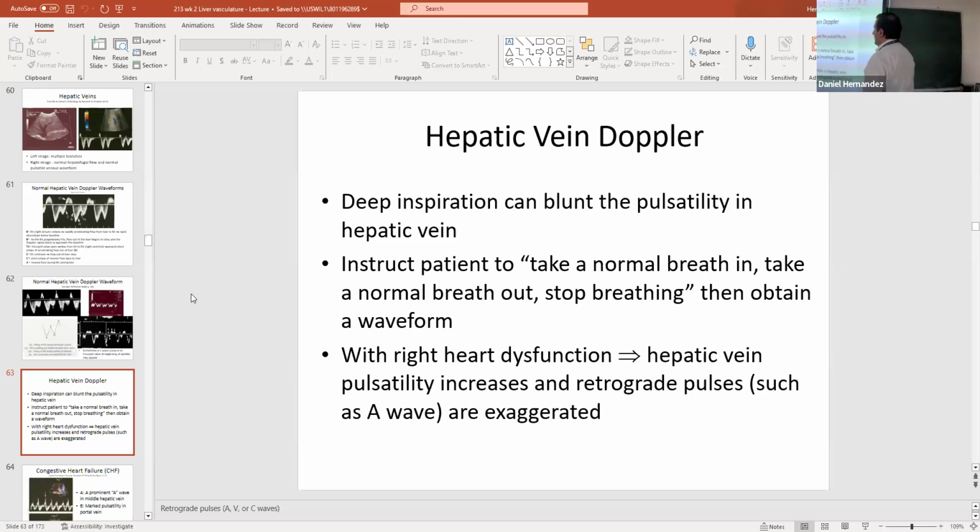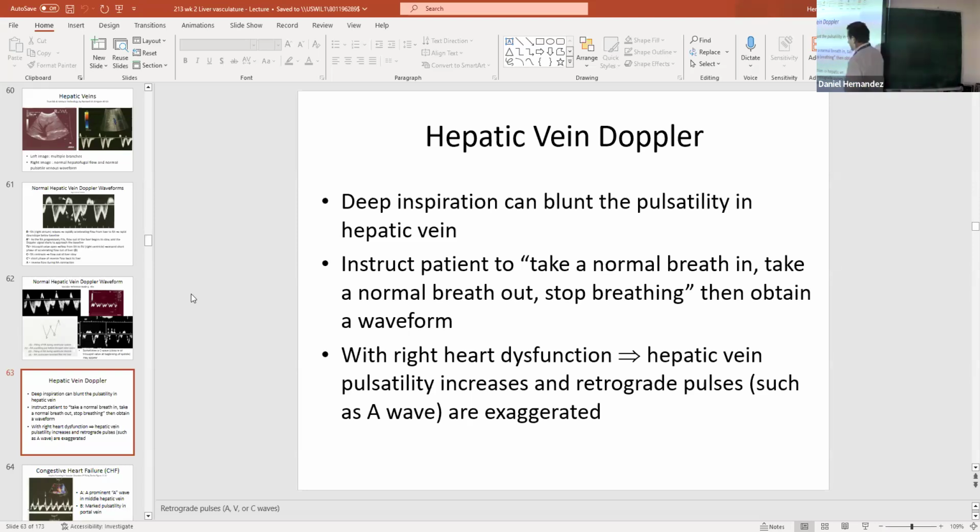So same thing with the main portal vein, deep inspiration can blunt the pulsatility in the hepatic veins. So instruct the patient to just take a normal breath in and take a breath out and just pause their breathing to obtain the waveforms. Because again, with the breathing, the liver is going to be shifting up and down, making it a little challenging to get Doppler waveforms.